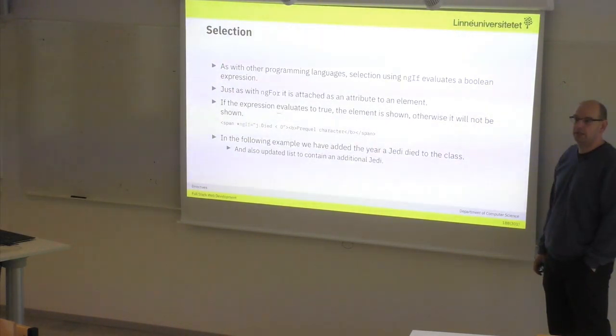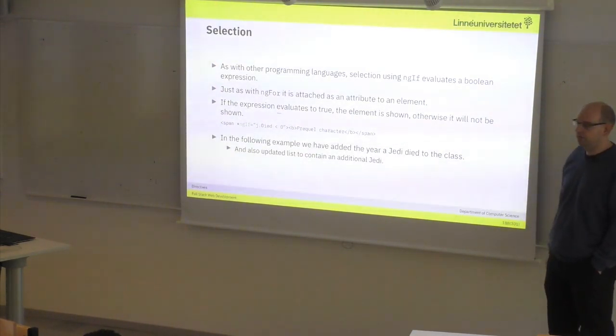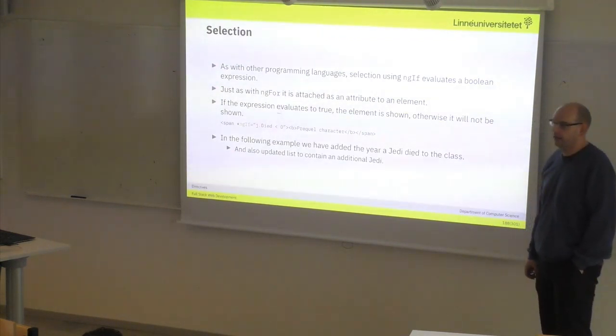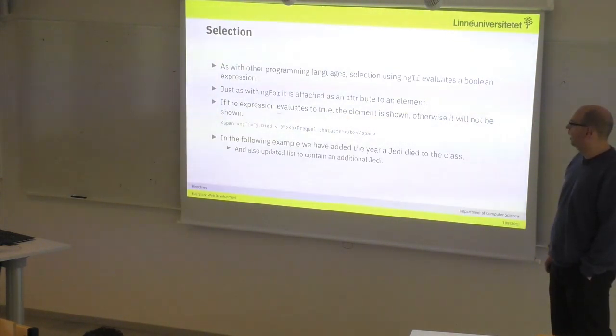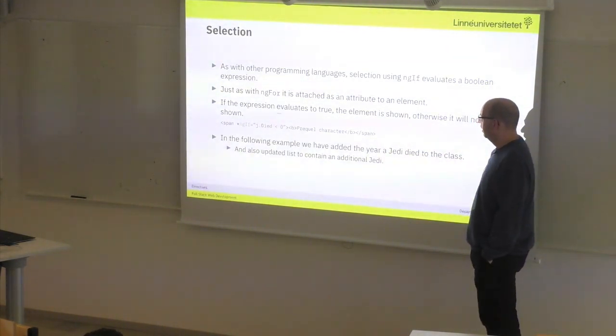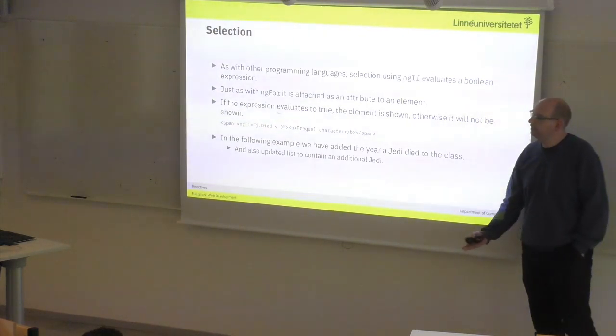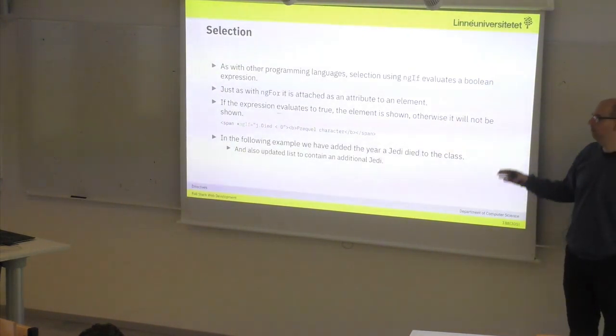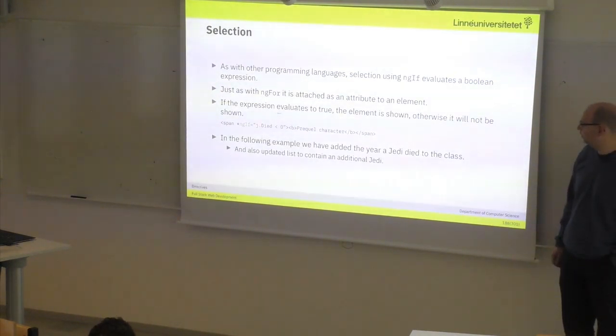we need to have a field in our class now that's called died. I will add things to the Jedi as we go along. And if died is less than 0, we should print out that this is a prequel character. And there's no else, so it's just this or nothing for this specific one.